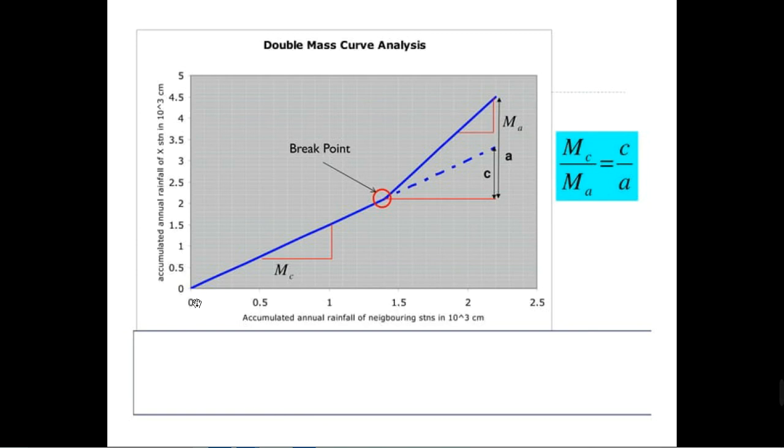So note this one, the accumulated annual rainfall of station X, and the accumulated annual rainfall of the neighboring stations. This one.